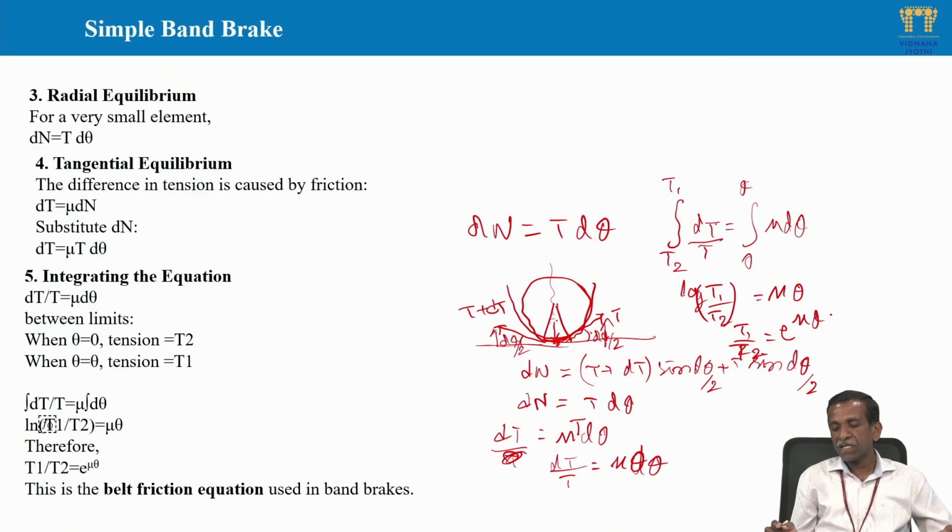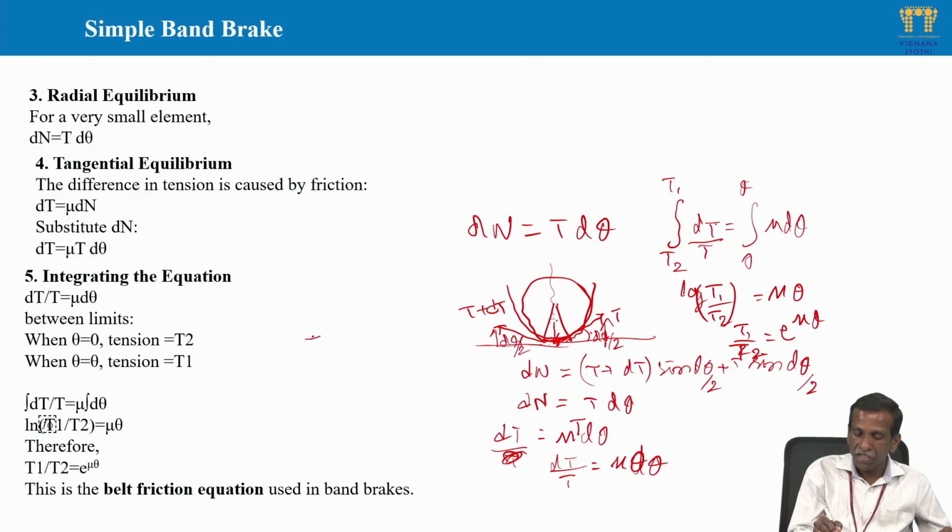This is the relation derived in belt drives also. So T1 by T2 is e power mu theta. This is the belt friction equation used in band brakes. This is called the tension ratio, tight side tension to slack side tension, that is e power mu theta. This is one relation. Then for the frictional resistance, the effective force is T1 minus T2. This is the effective tension.